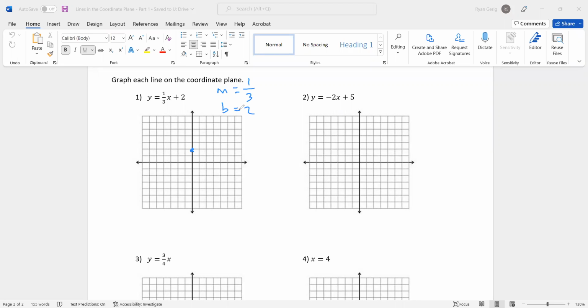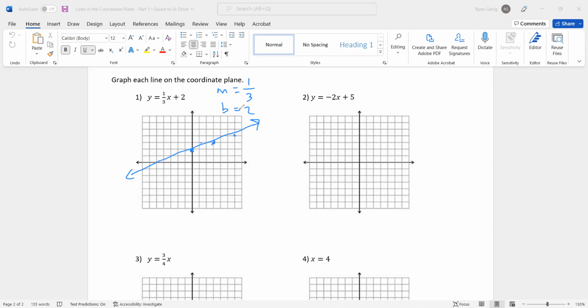The top number tells you how far up or down to go. The bottom number tells you how far left or right to go. Now you have to know the directions. These are both positive. So +1 would be up 1, +3 would be right 3. And there's your second point. I can do it again if I want. Up 1, right 3. And you get yourself a line.